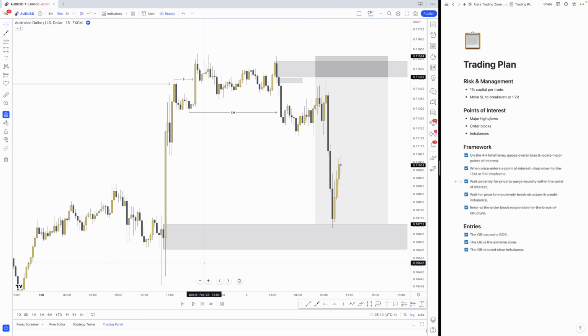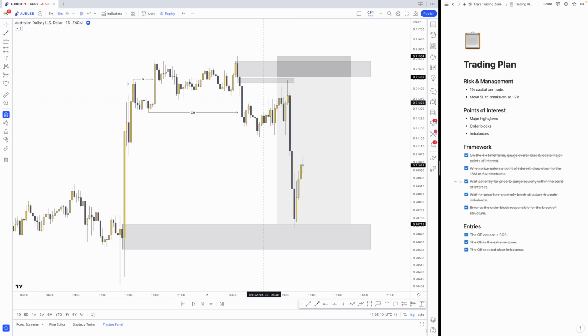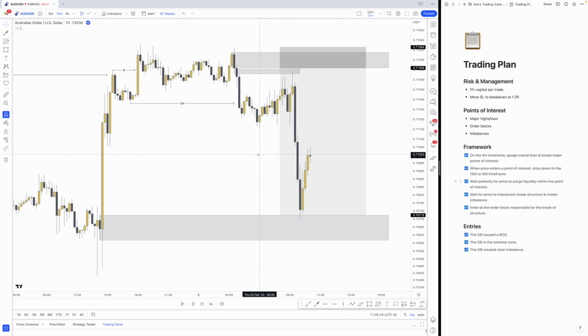Okay, so this is an interesting example. We actually did not get triggered into the trade. Price clearly reacted to the imbalance instead of testing the order block. So this can happen from time to time. It's not a big deal. You simply just move on to the next trade. Not every trade is going to work, and no strategy has a 100% win rate.